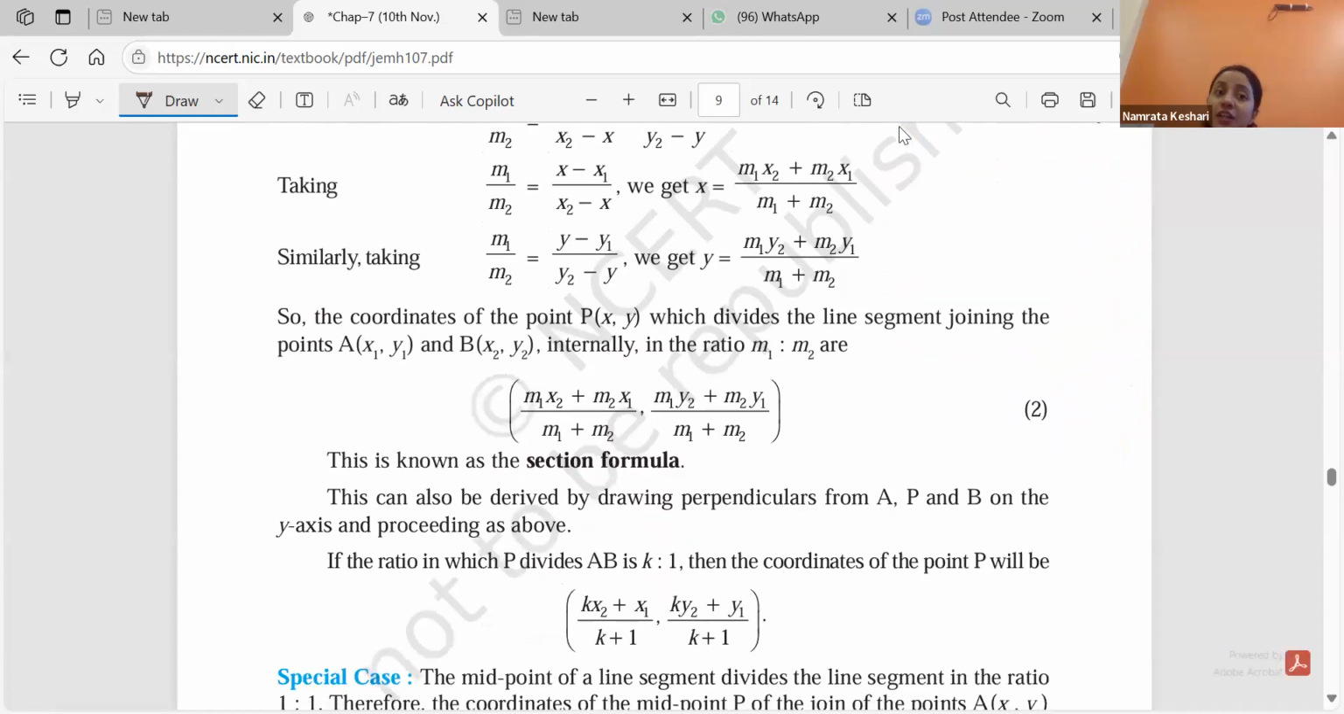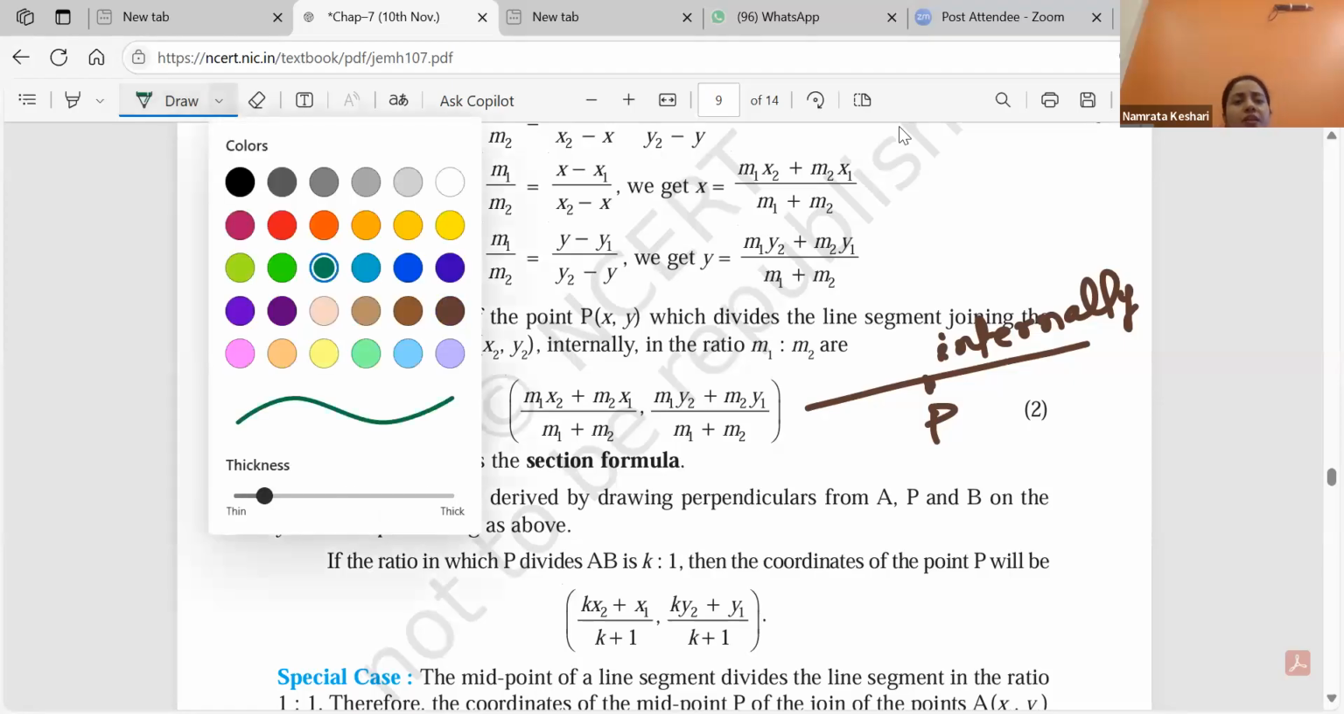And this formula, specifically, you are learning in class 10, when your point P is dividing the line internally. So anytime, if the word internally is mentioned in your question, don't get confused. It is dividing our line internally. Point P is dividing AB internally, means from inside it is dividing, just lying somewhere in between A and B. That's called dividing internally, in the ratio m1 is to m2.